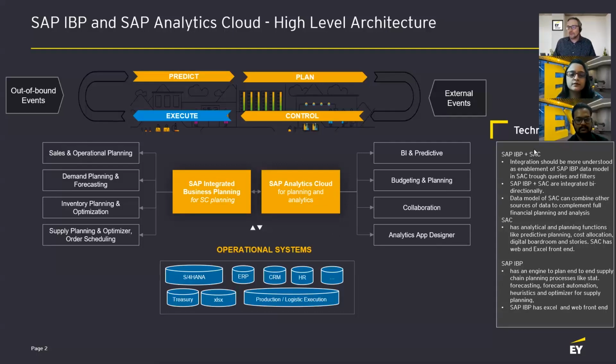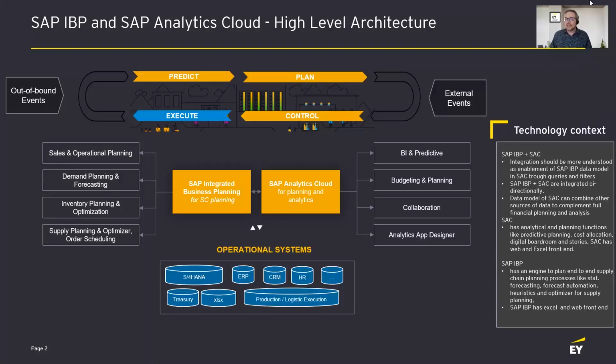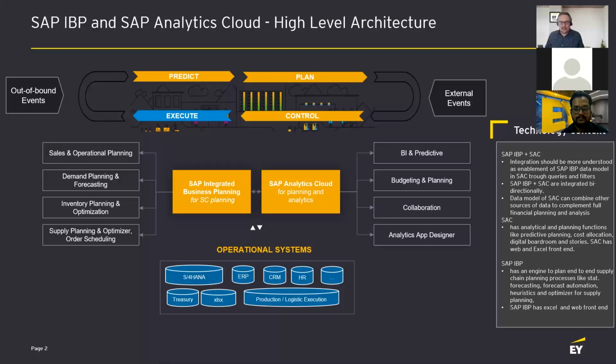So most probably you're familiar with that high-level architecture where we talk about the need to connect SAP IBP and SAP Analytics Cloud with the operational system for the purpose of running the planning process. So maybe since we are on that topic, Deepak, it would be good if you highlight the key learnings from the integration.